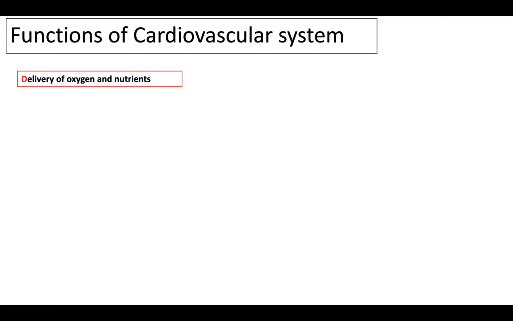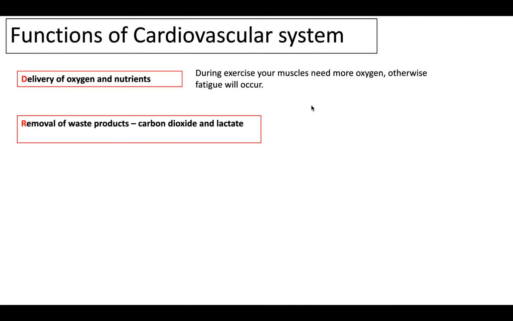So, the first function we've got is delivery of oxygen and nutrients. You have to think during exercise, your muscles need more oxygen, otherwise we'll fatigue easier or earlier. Therefore, one of the functions of the cardiovascular system, the heart, the blood, and the blood vessels, is to deliver oxygen. We do this via red blood cells within the composition of blood.